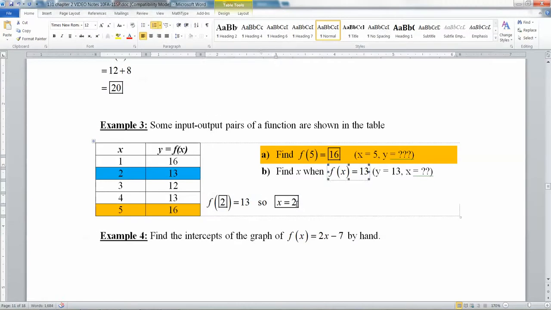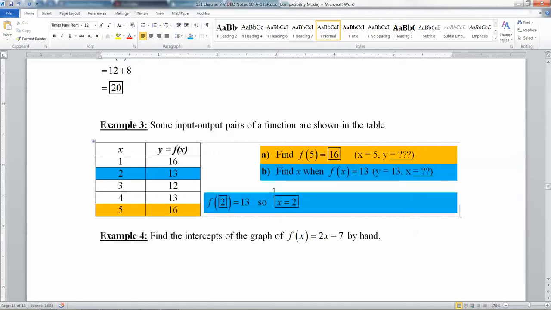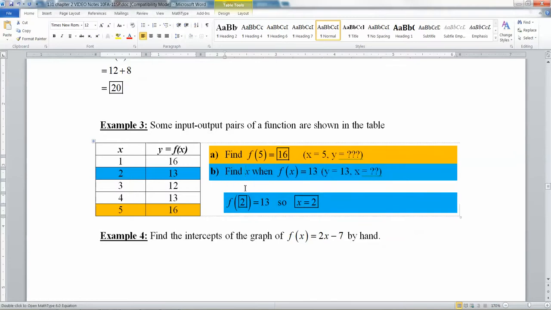So they have you saying, hey, you know, when x is 5, y is what? Right? Because I gave you the 5 to start with. So I'm looking at this one. When x is 5, y is 16. And then for the other one, I'm giving you the 13 to start with. That's a y value. And I'm asking you for the x, right? So it's got to be 2 because when y is 13, x is equal to 2.